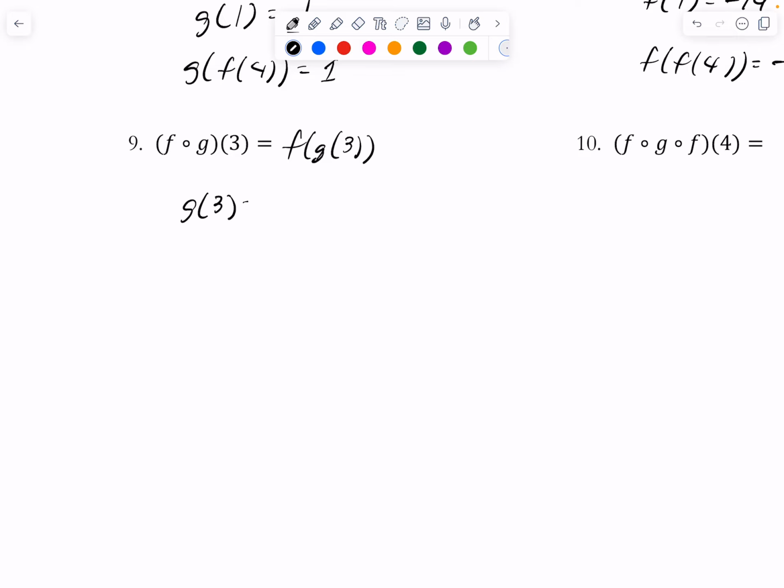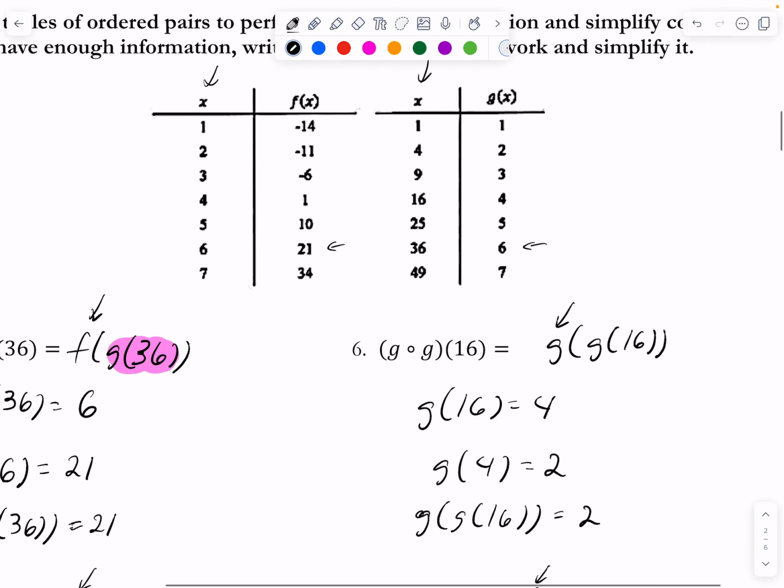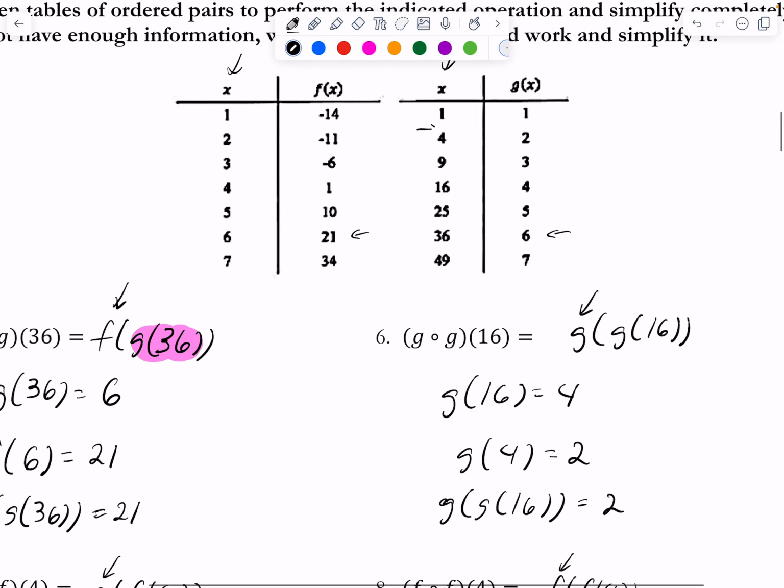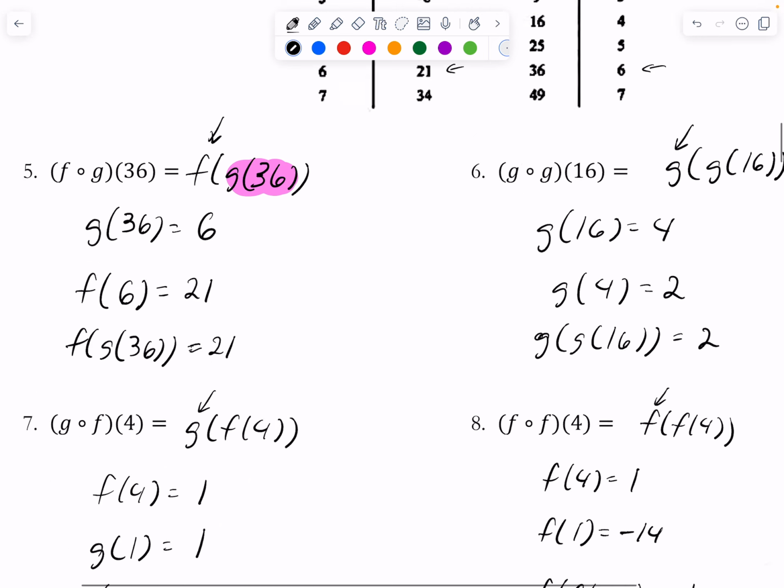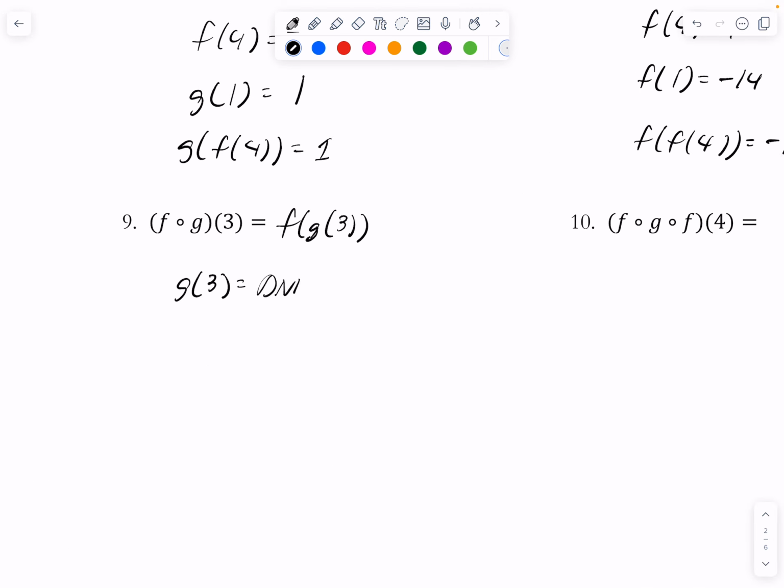So do g of 3. G of 3 in the table is, I can't do it. There's no number there for 3. So because we can't do that, it doesn't exist, I'm going to write f of g of 3 is undefined. You can't actually find a value if there's nothing in the table for that x value.